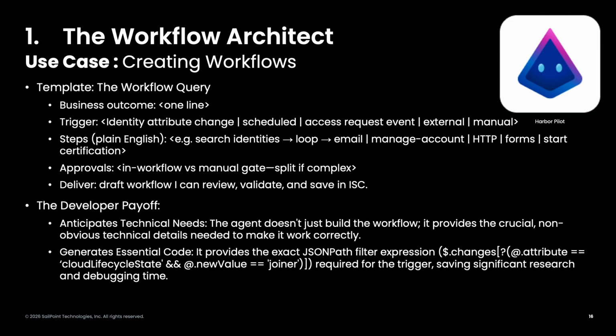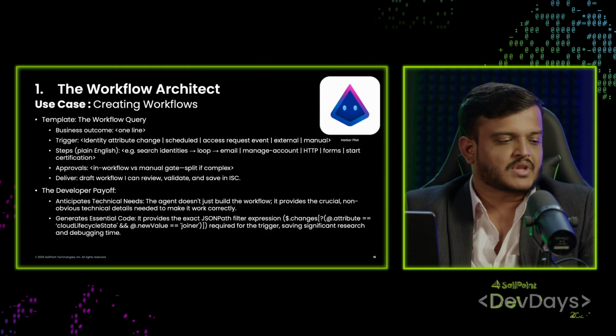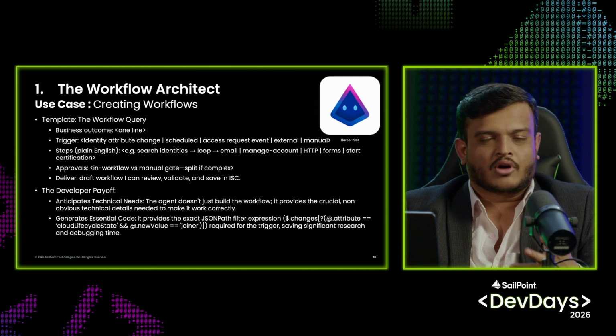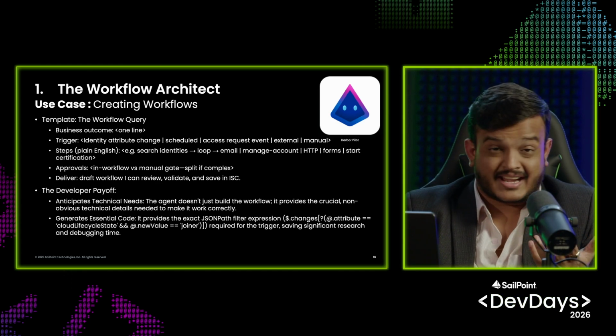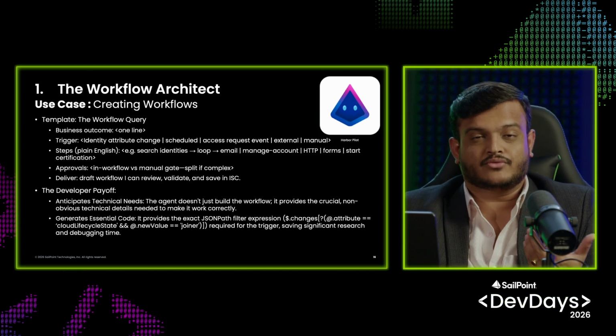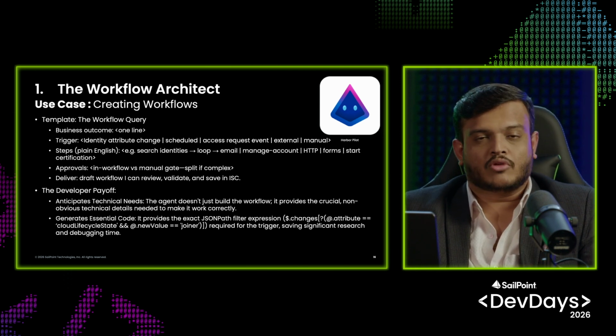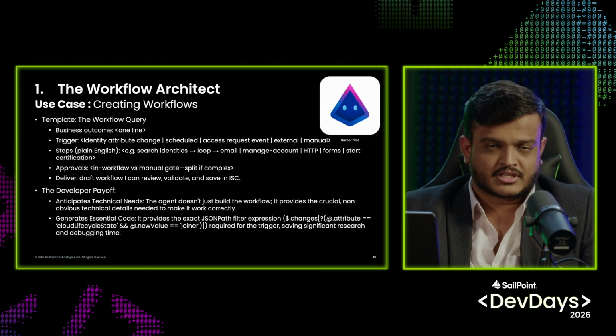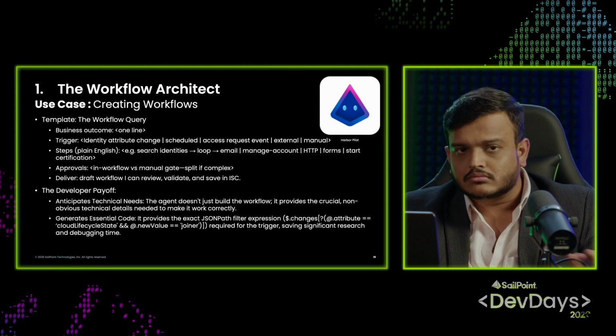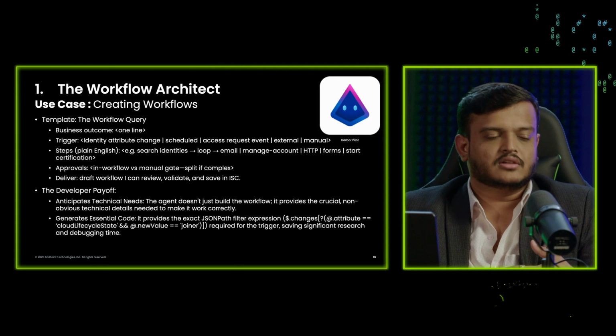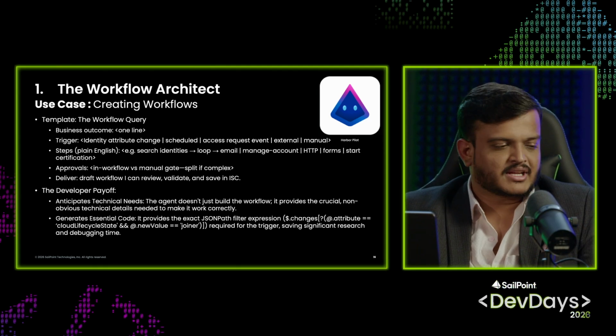Now your steps, what exactly you are looking for. I want this after this, after this, after this. You will be clicking on or letting it know that these are the types of steps you are expecting. Then approvals. In workflows and the manual gate, is there any approval step you're looking for? Maybe you're asking Harbor Pilot to generate an approval workflow, which you can use in the dynamic approval with your roles. Tell it what you are looking for, like deliver me a draft or something like this.